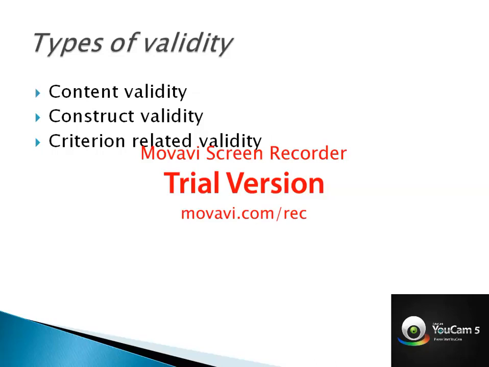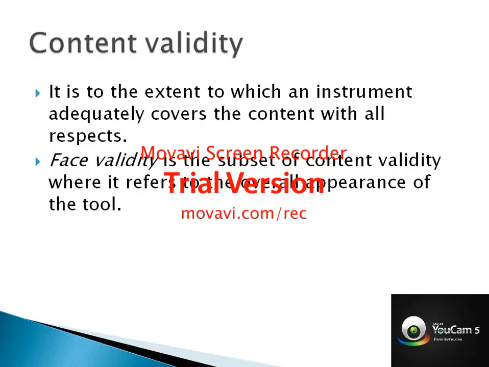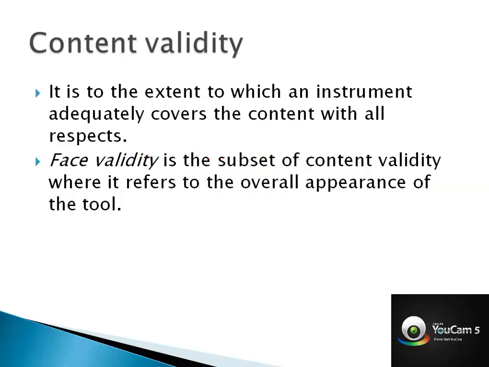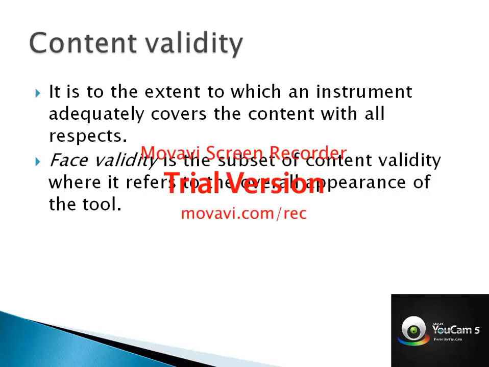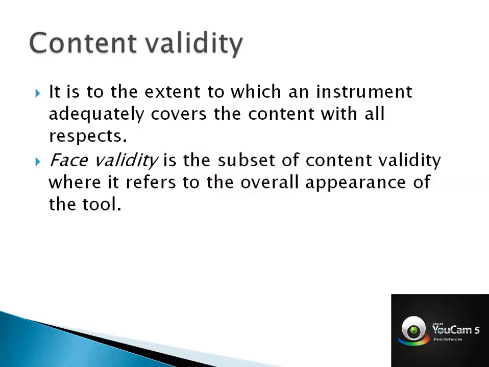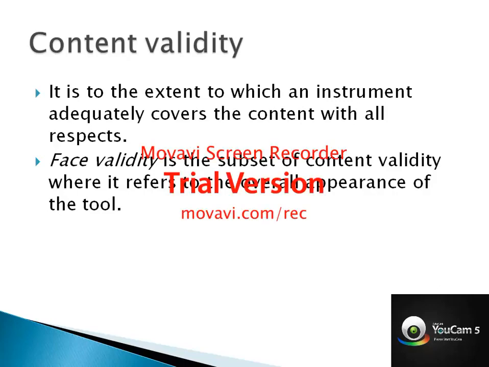Content is what is inside the tool. The content of the instrument should be valid. Whatever content you prepare inside your tool has to be related to the objective of your research. For example, if you are covering cardiology, the content has to cover all the aspects of the cardiology topics. We call this content validity.